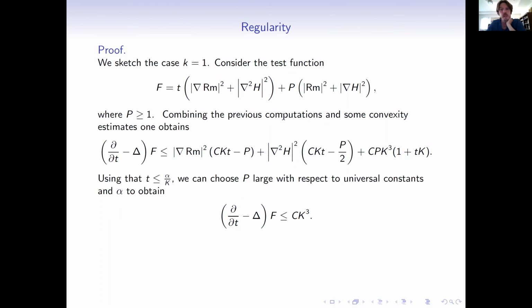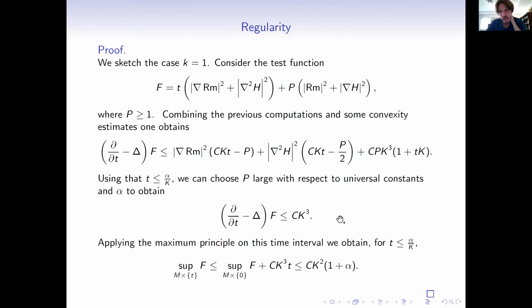But then, when we use this upper bound on the time, you have to choose p, this constant p, large enough to swamp this CKT term. Then you can do the same thing for this coefficient in front of the Hessian h, and you end up with a basic differential inequality: the heat operator applied to f is bounded above by ck cubed.